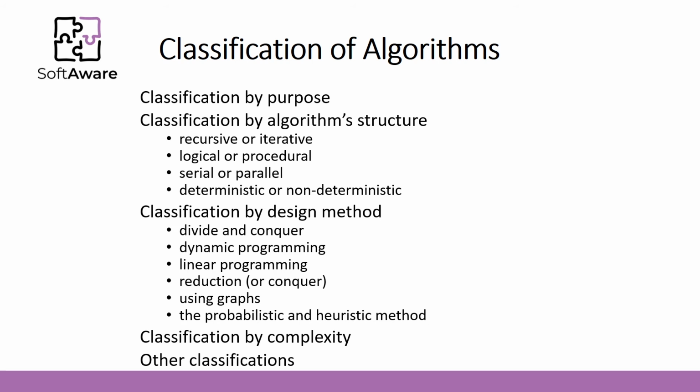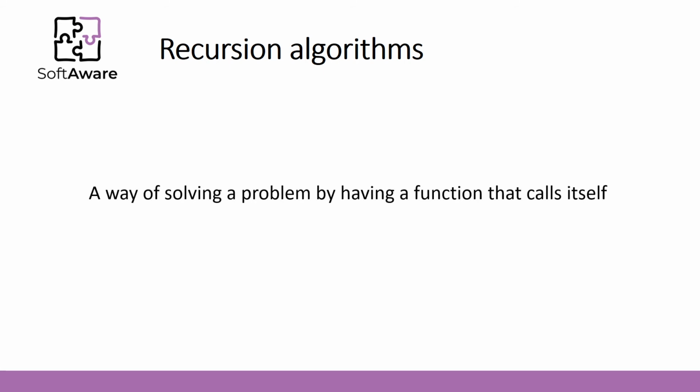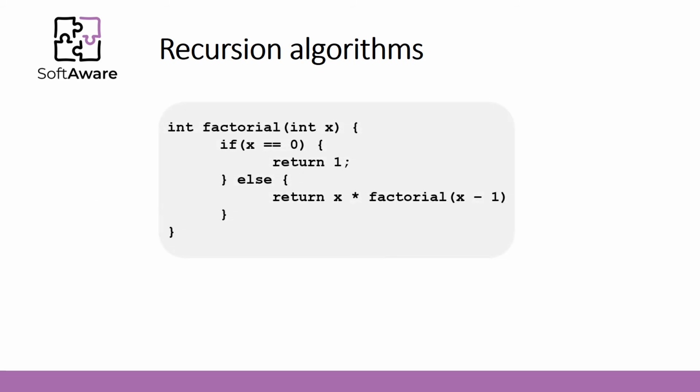In this lecture, I would also like to show some additional examples for your better understanding of what an algorithm is, how it works, how they differ from each other, and for what purposes they can be designed. A recursive algorithm is a way of solving a problem by having a function that calls itself. One of the most popular examples is estimating factorials. Then the same factorial function is recursively called over and over again until it reaches the value of 1.